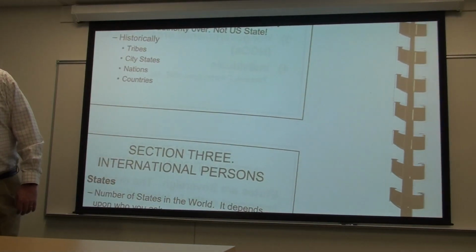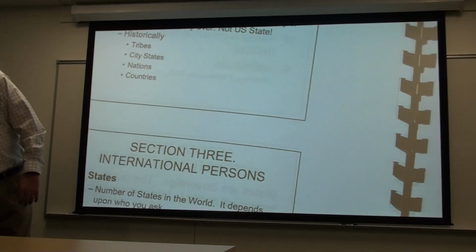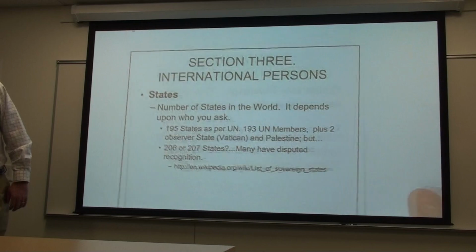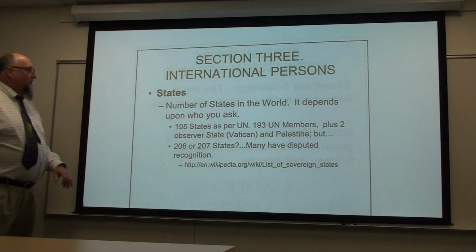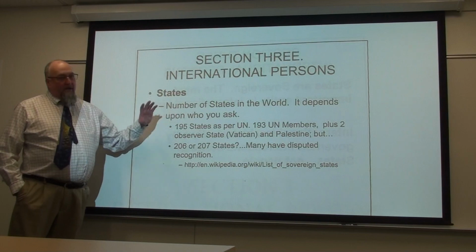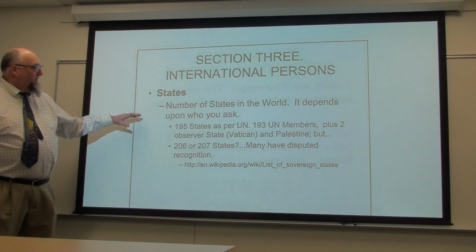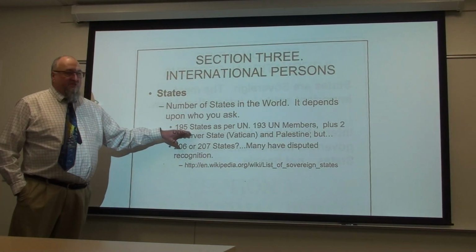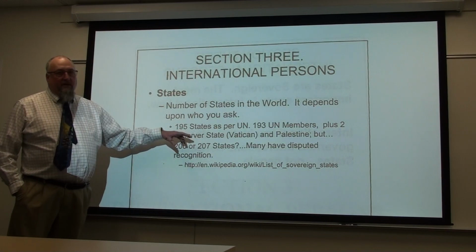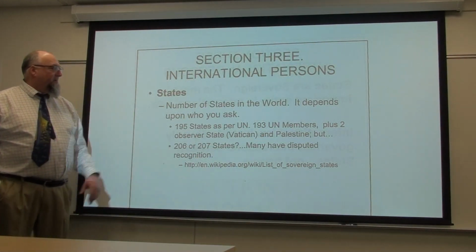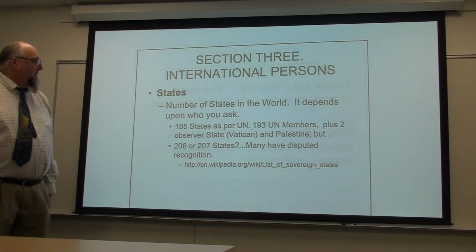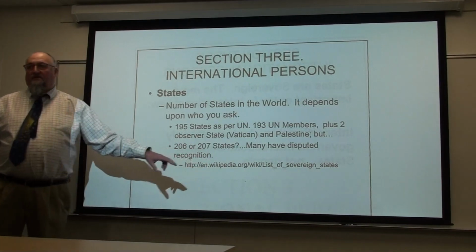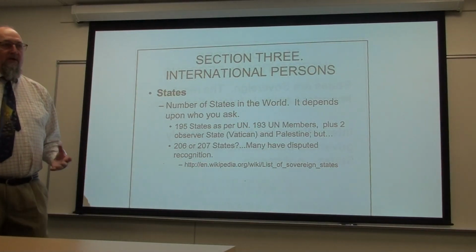So when we talk about states, and this varies, how many states are there in the world? Well, it kind of depends on who you ask. When I wrote this slide, it's a few years old. 195 states per the United Nations: 193 United Nations members, plus 2 observer states, Vatican and Palestine. But, depending on who you ask, there may be 206 to 207 actual sovereign states around the world.